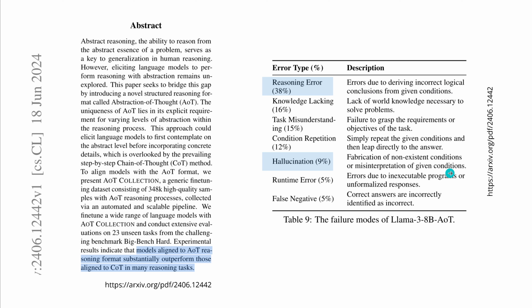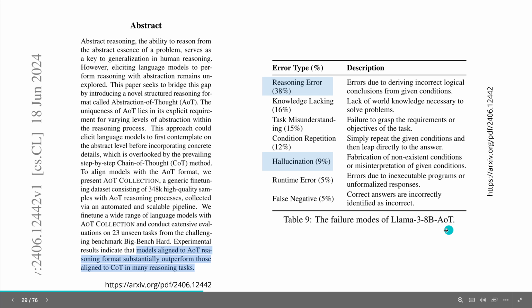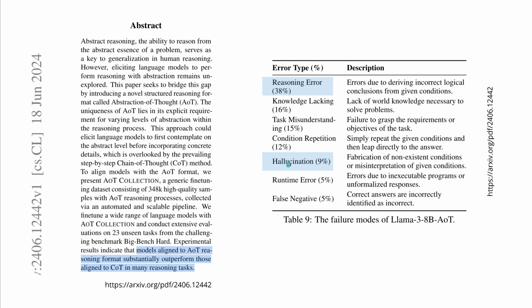If you look at the data, for me it is really not that hard to distinguish between a misinterpretation of a condition and an incorrect conclusion of a given condition. So, for the sake of simplicity, let's put these two together. We have 38 plus 9, so we have 47%. Let's say 50% of the error types that occur in our abstract fine-tuned model are reasoning and hallucination. And then the rest is interesting.